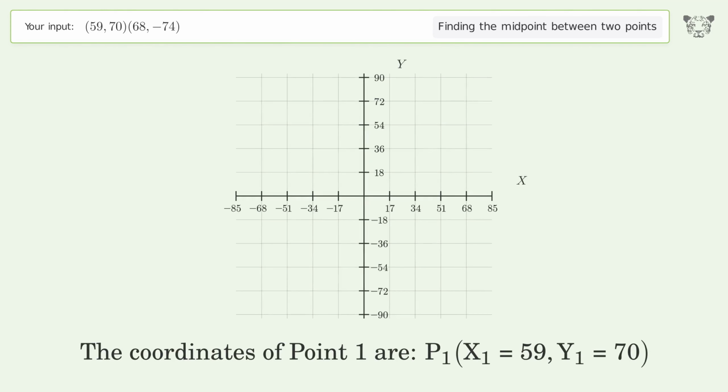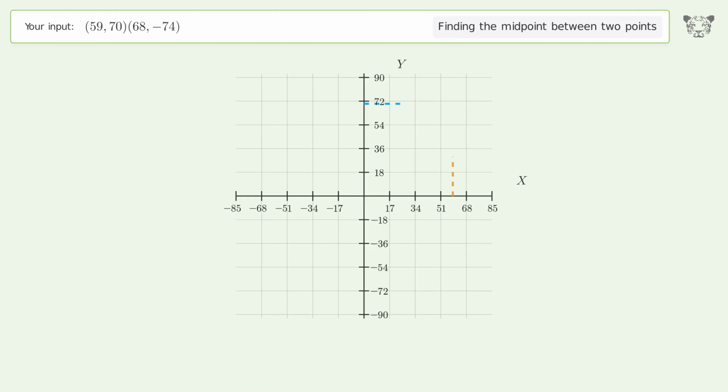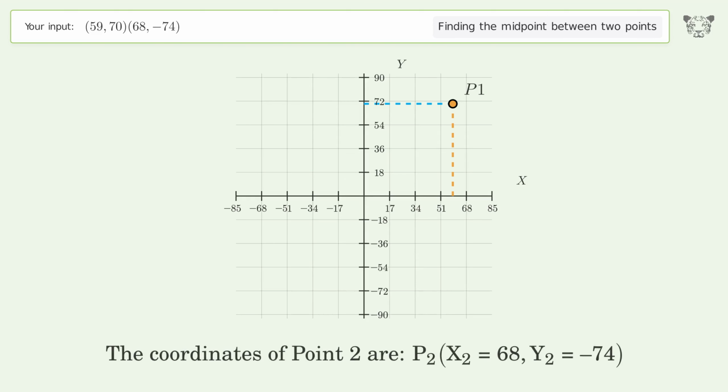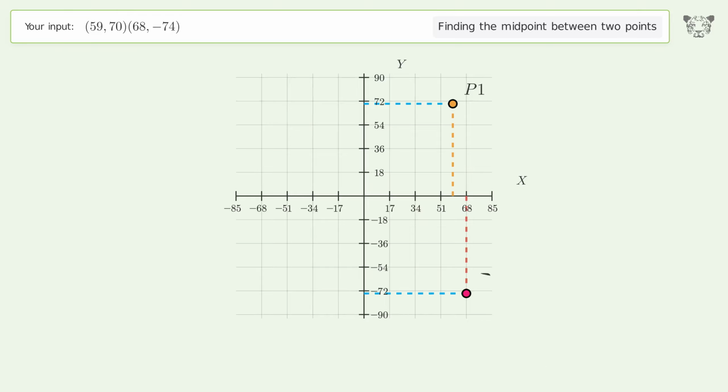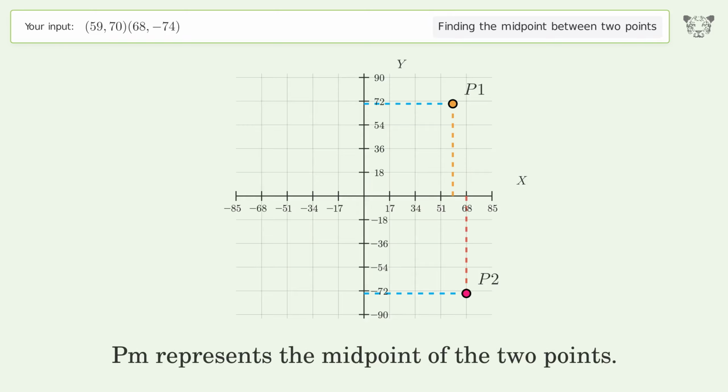The coordinates of point 1 are, x1 equals 59, y1 equals 70. The coordinates of point 2 are, x2 equals 68, y2 equals -74. PM represents the midpoint of the 2 points.